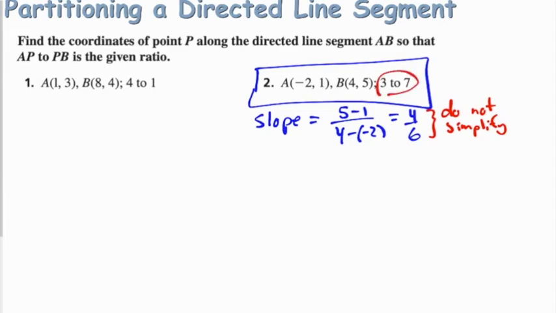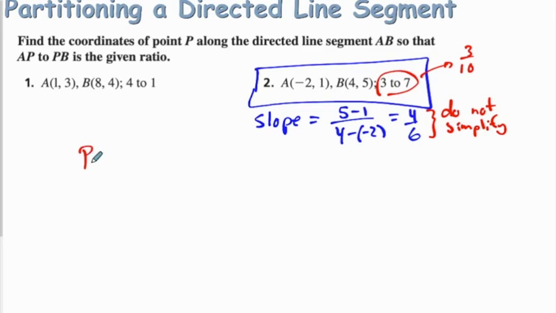Now, the ratio we're working with is going to be 3/10. We want the distance from A to P to be in a ratio of 3 to 7. So 3 plus 7 is 10. That's the denominator. 3/10 means that AP will be the smaller part of the segment.